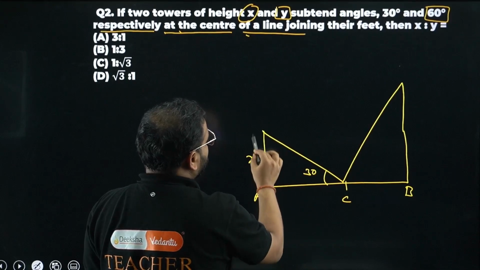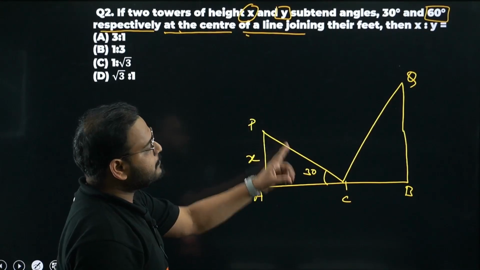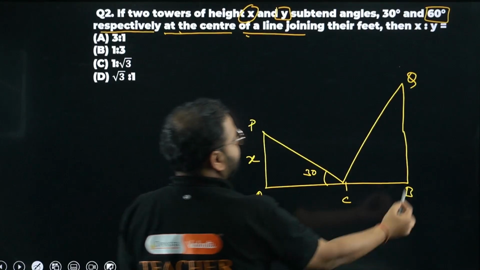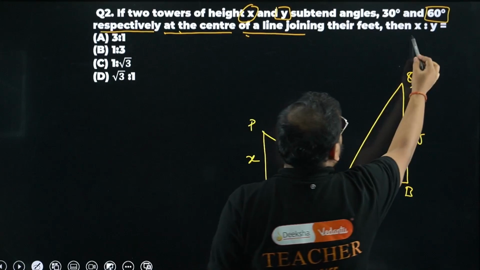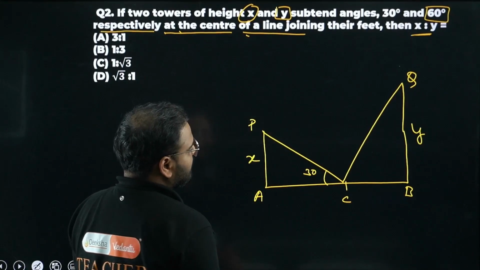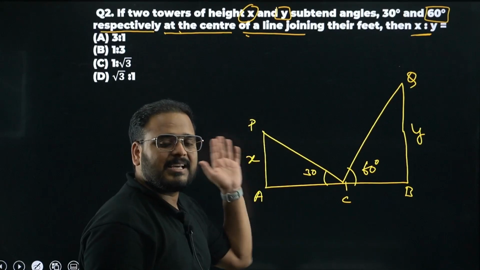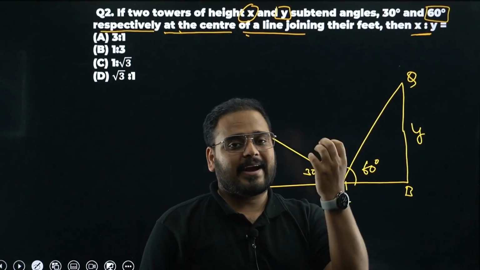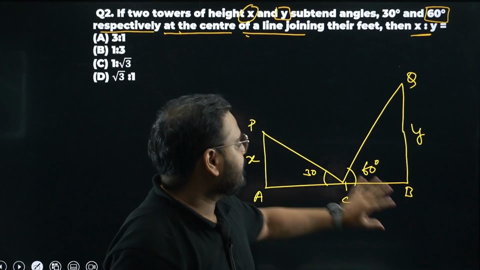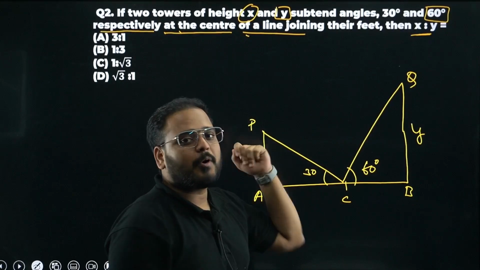So let's call these points P and Q, meaning I have AP and BQ as the towers' lengths X and Y. What are they asking? The ratio of X to Y. This angle they have given is 60 degrees. I hope that's the most important part. From the question statement, you should be able to get the information and draw a clear figure. If you are able to do this, your problem is solved.